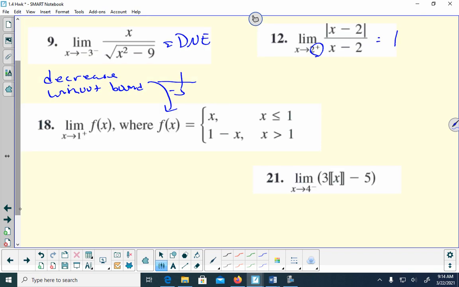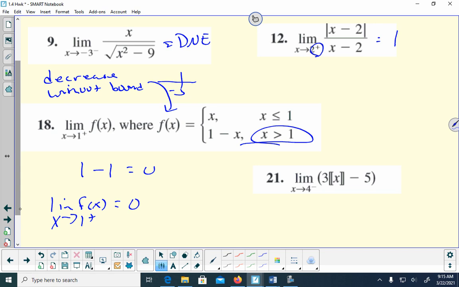Number 18, find the limit as x approaches 1 from the right, so numbers that are greater than 1. So since I want numbers that are greater than 1, I am going to use the part of the formula that has x greater than 1. So I am going to do 1 minus 1, which would just be 0. So the limit of f of x as x approaches 1 from the right will be 0.